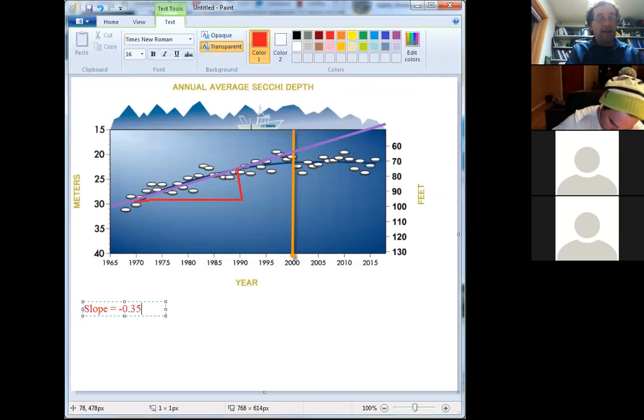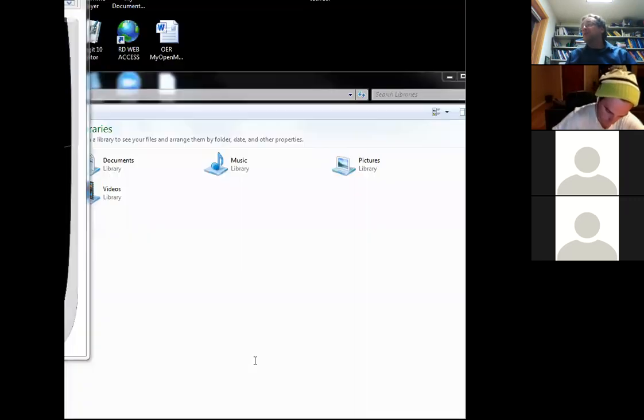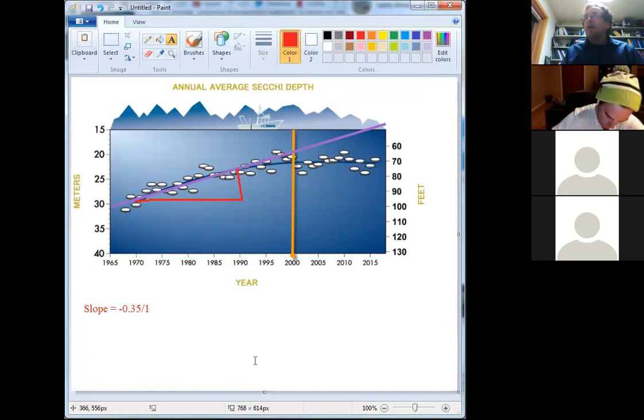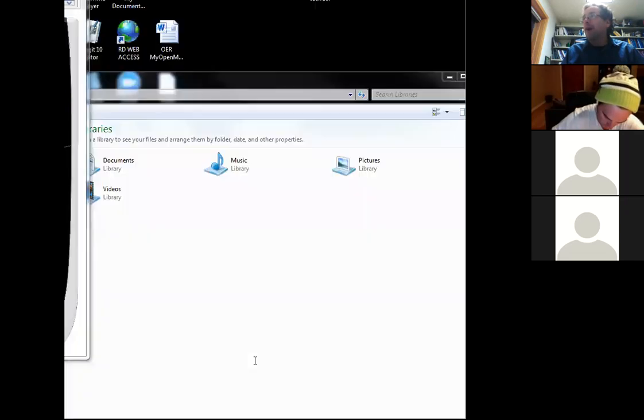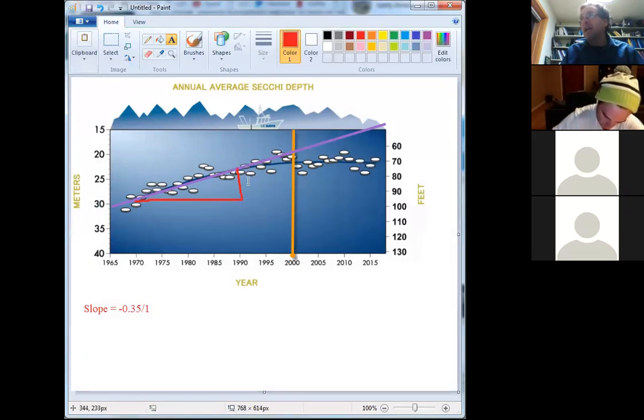And I'm going to write it down as negative 0.35 over 1. The reason I want to do that is I really want to think about it as rise over run. So now we say that this is rise over run, and the rise is the change in clarity, and the run is the years that have gone by. So what this says is that for every year that went by, the clarity on average declined by about 0.35 meters, which is about a foot, by the way.